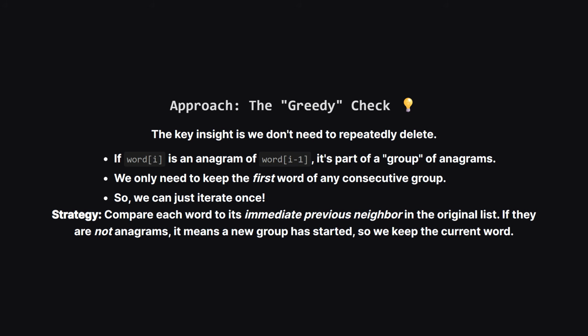We'll keep a clean result list. For each word we look at, we just compare it to the one that came right before it in the original input. If they aren't anagrams, we know a new type of word has appeared, so we add it to our results. If they are anagrams, we just skip it.